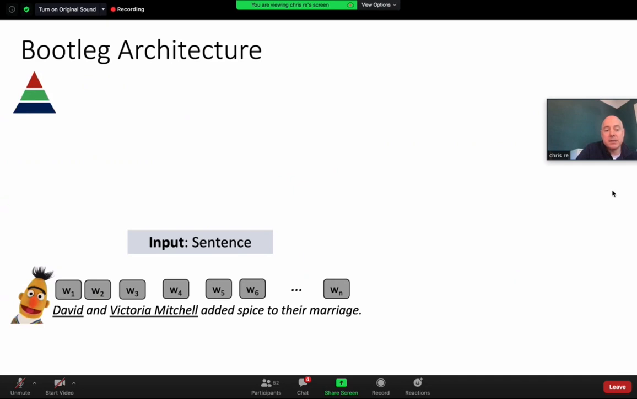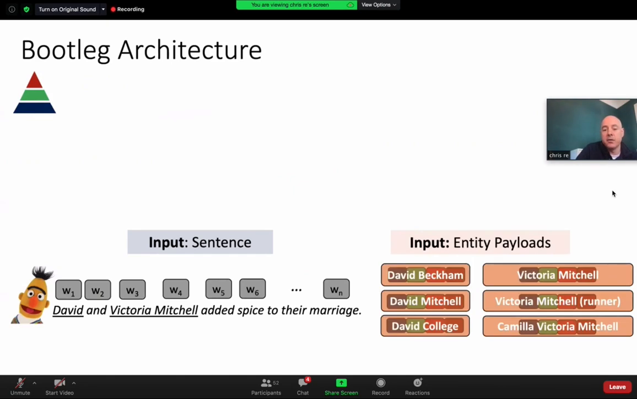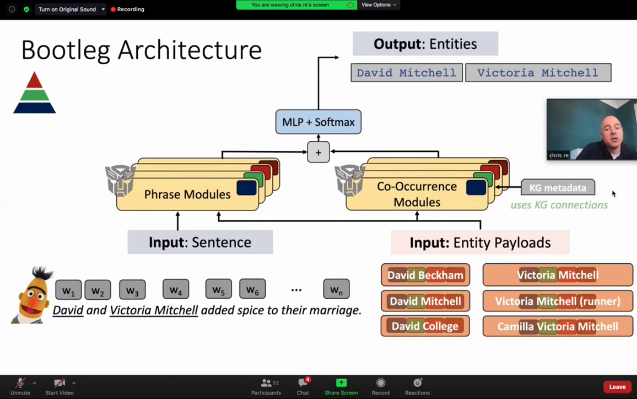You take in a sentence, you put it through your favorite BERT style model, you do that entity payload thing that I just said, you put it into 2 sets of models that are each associated with every layer of the hierarchy I just told you. There's a transformer stack for phrases and for co-occurrence. You put them together, you run all the different things through both sides, and then you put an MLP and softmax.